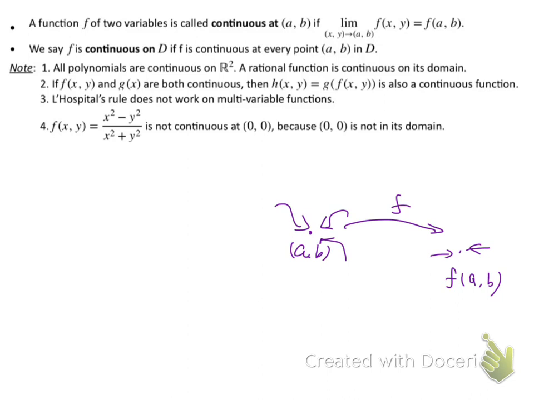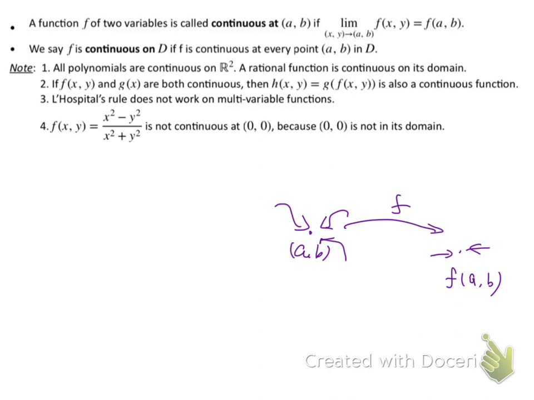So, when you are having a rational function, which is a quotient of polynomials, the denominator can't be 0, right? When the denominator equals 0, it's not in the domain. So when you take those points away, on the rest of R2 the function is continuous. And actually it's true for other functions, but I'm not going to list all of them. I'm just going to say it once.